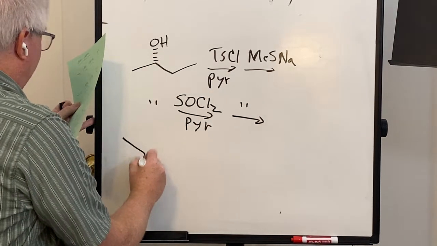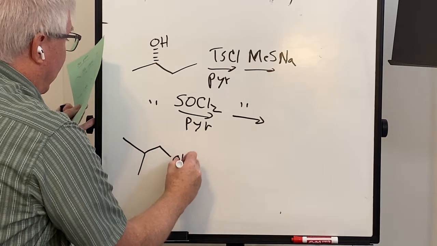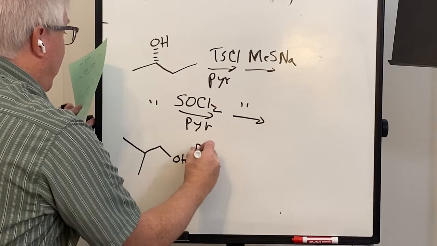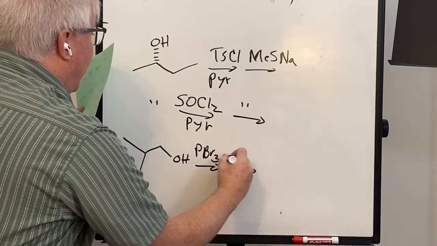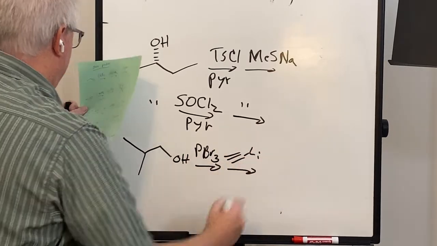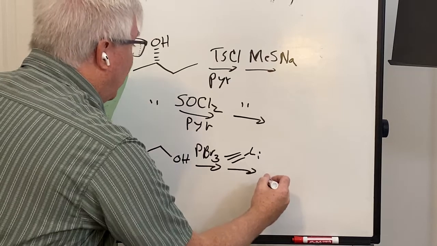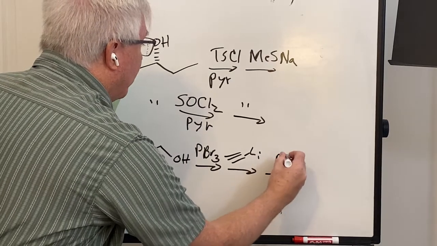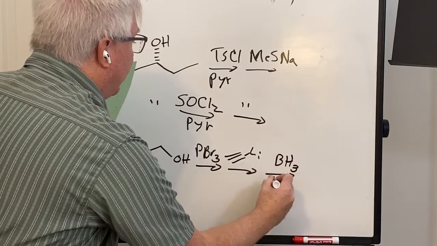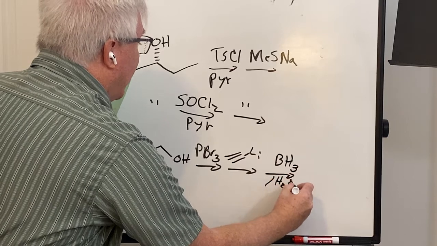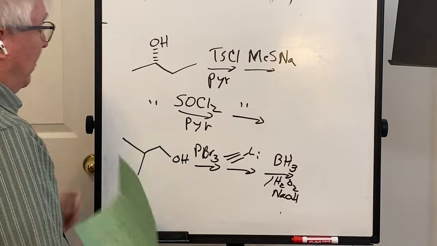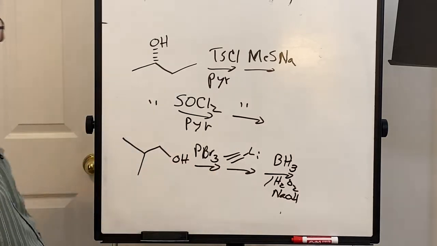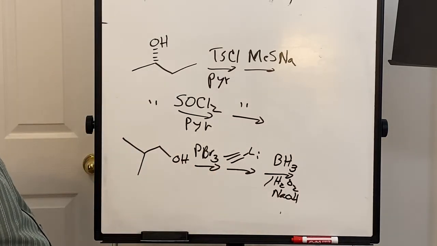Let's take this primary alcohol, treat it first with PBr3, and then treat it with lithium acetylide, and then treat it with borane, and then peroxide base. And yeah, see what we get there. So that's a 3-step one there. If you want to pause and work on that, fine.